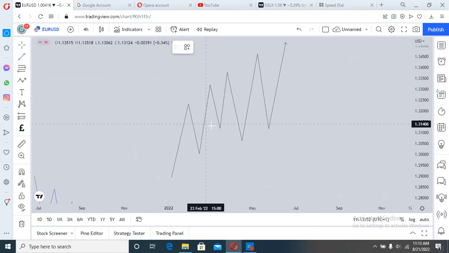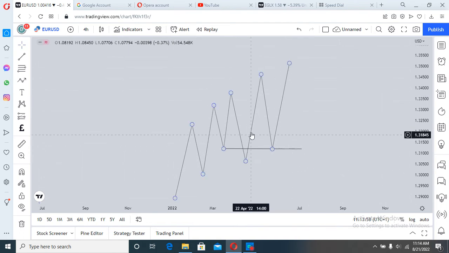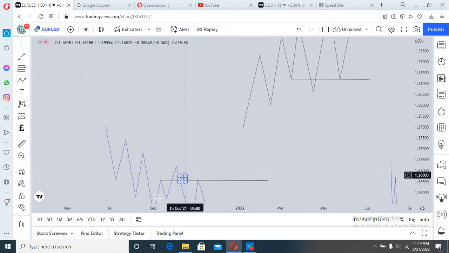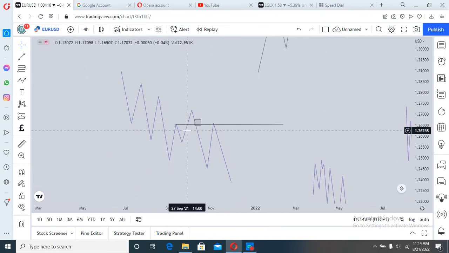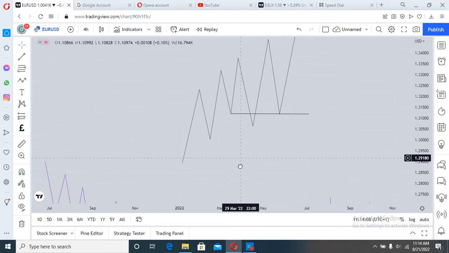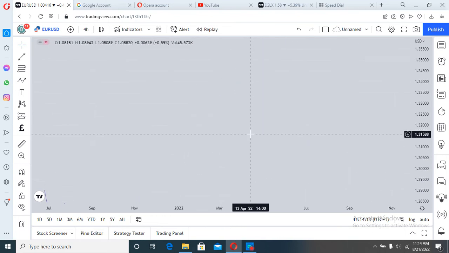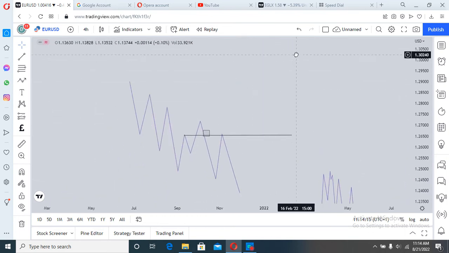Okay, we're now having our QML right there. So we continue the bullish structure right there. It's just like the same thing we have here on the bearish structure. So it's the same thing we'll be seeing on continuation of a bullish trend also.